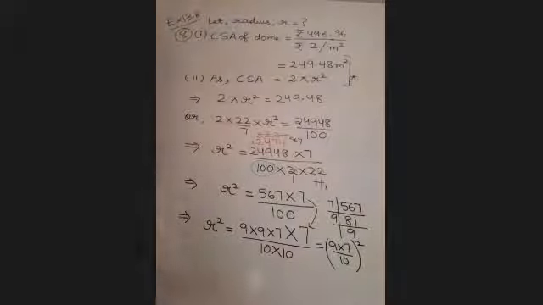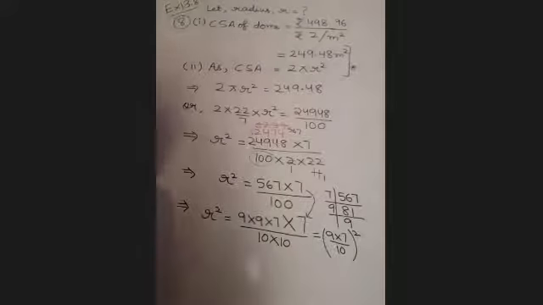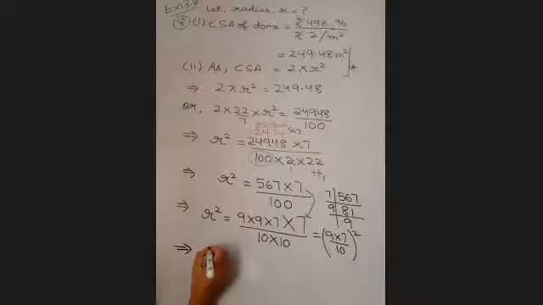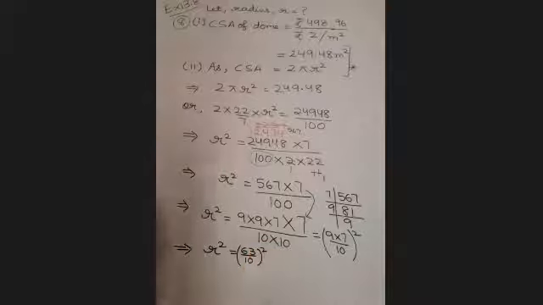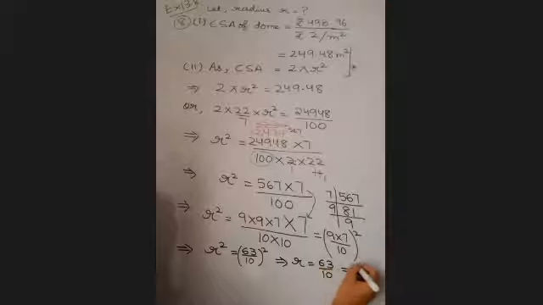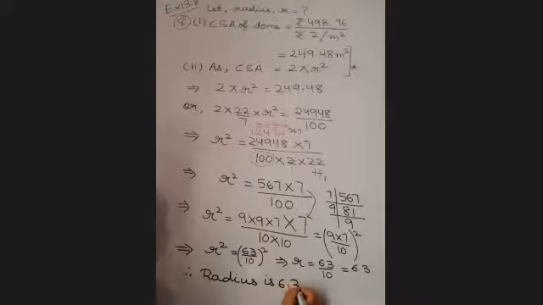9 into 7 whole square. So this gives me that r square is 63 upon 10 whole square. That is, r is 63 upon 10, which is 6.3. So therefore, radius is 6.3 meter.